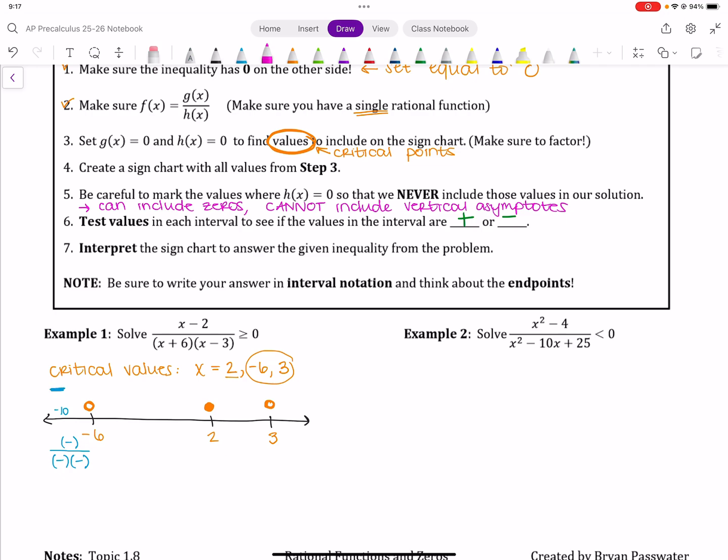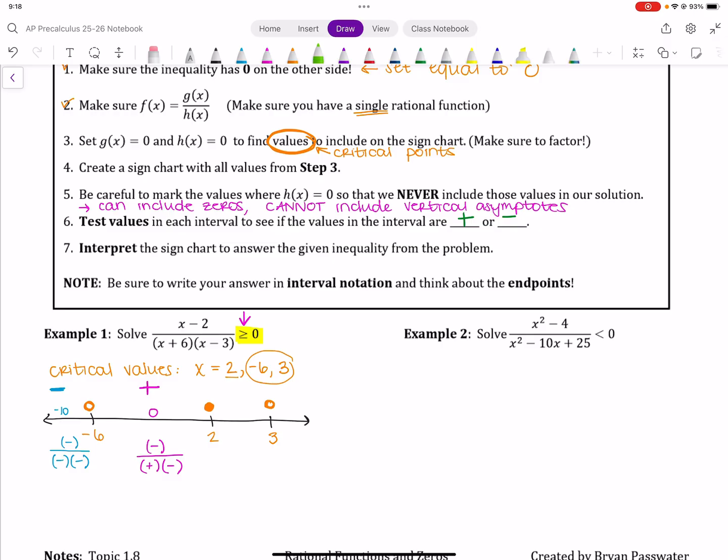So our next interval is from -6 to 2. And 0 is a nice, easy number that falls in that interval that we can test. So 0 minus 2 would be a negative in our numerator. 0 plus 6 would be a positive number. 0 minus 3 would be a negative. And because we have 2 negatives, that interval will end up being positive, which is what we want. We want to be greater than or equal to 0.